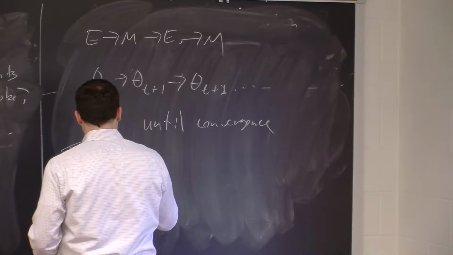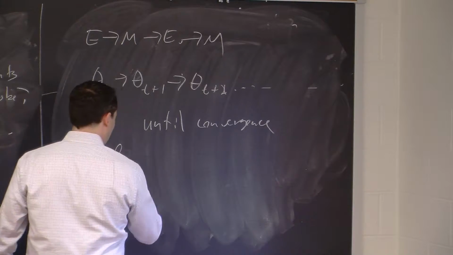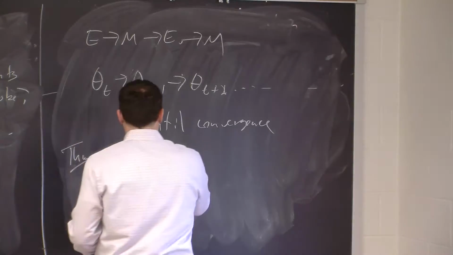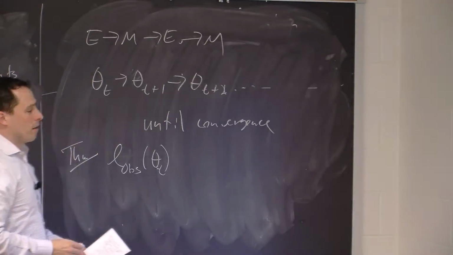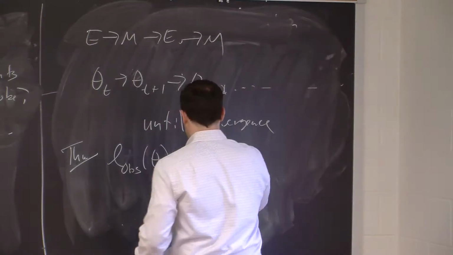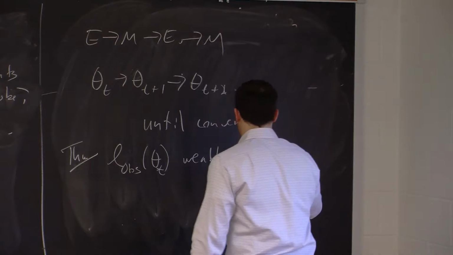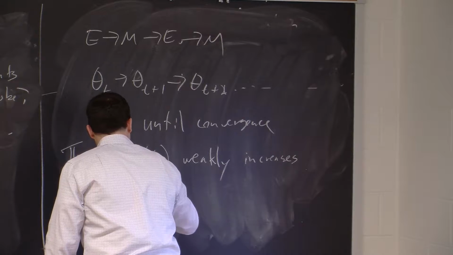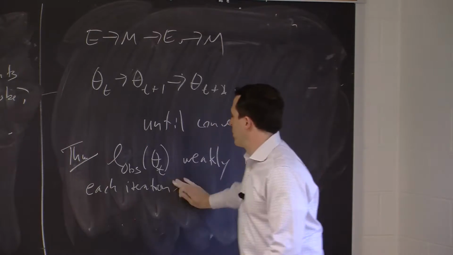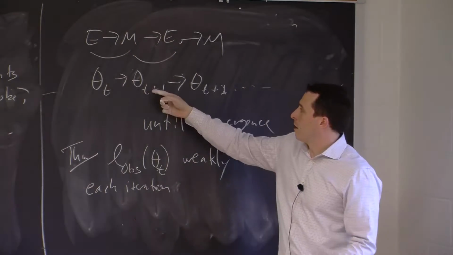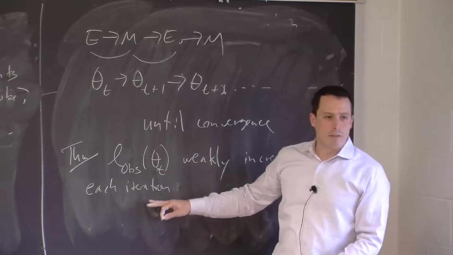And what I can tell you is that if you think about the likelihood function that depends on the observed values, there's a likelihood function, right? This thing is a probability distribution. I can plug into the likelihood function a parameter, and what I can say is that this weakly increases each iteration. So if I do this procedure, every time I produce a new estimate of my theta, the likelihood goes up.